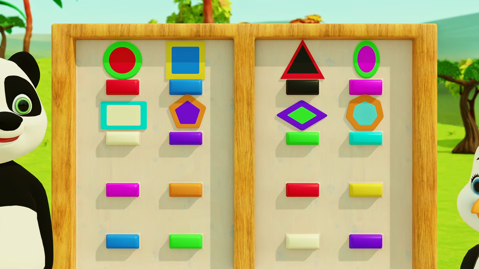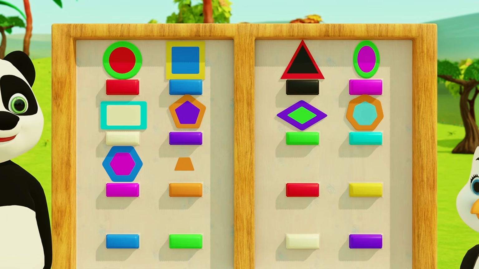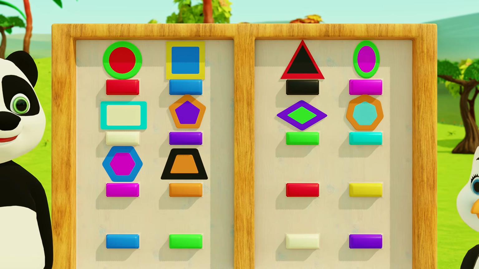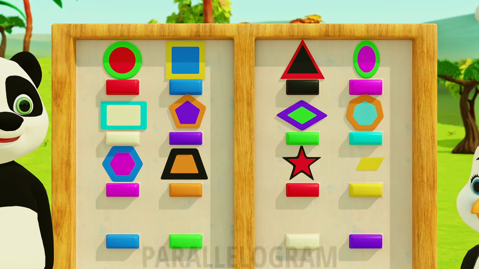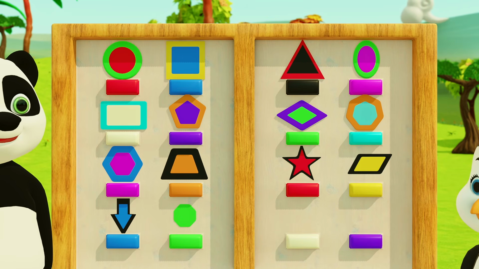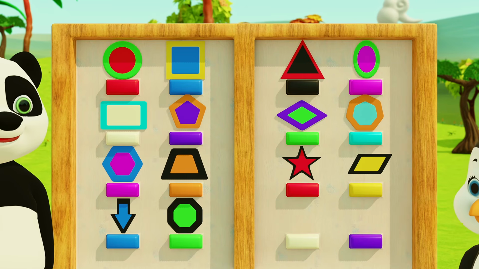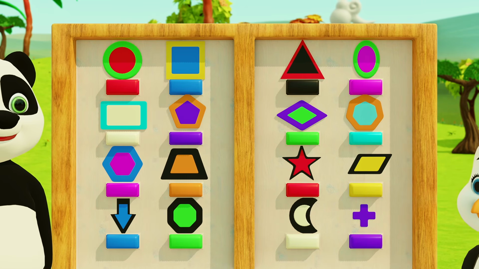Wow! Wow! This is hexagon. This is trapezium. This is a star. This is parallelogram. This is arrow. This is octagon. Wow! Wow! This is flat.